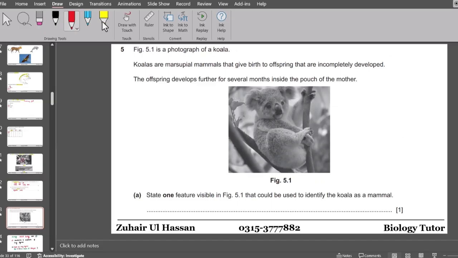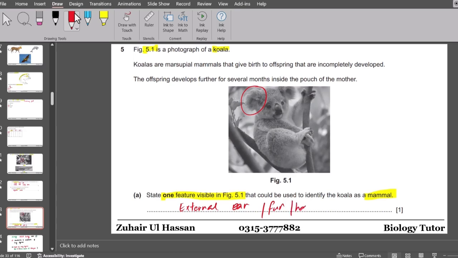Another question is there. We are provided with a photograph in which an organism known as koala is present in figure 5.1. State one feature visible in figure 5.1 that could be used to identify the koala as a mammal. Mammals have fur present on their skin, and mammals have external ears also. So let us write there external ear, or we can also write that fur is present on their skin.